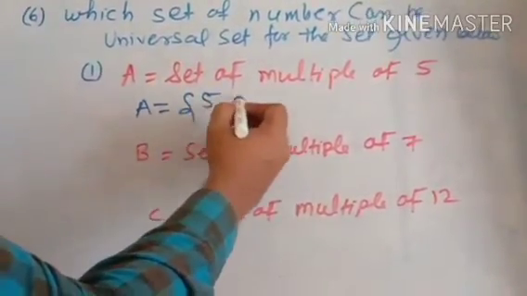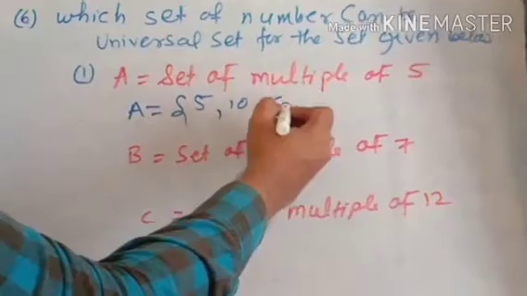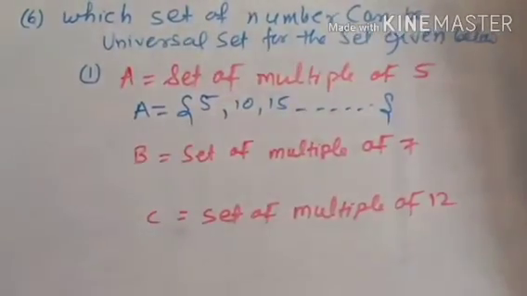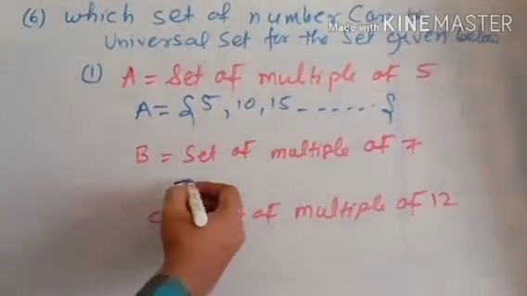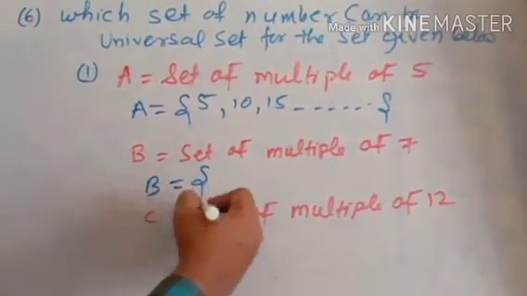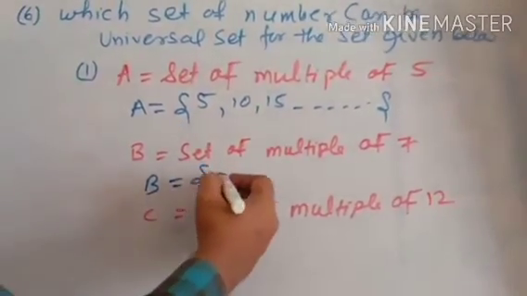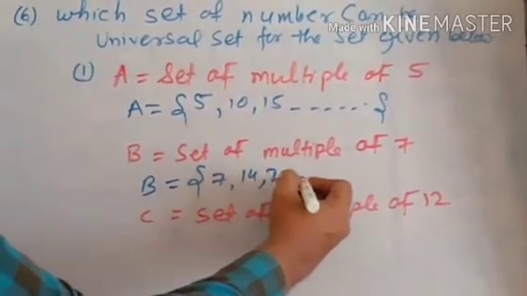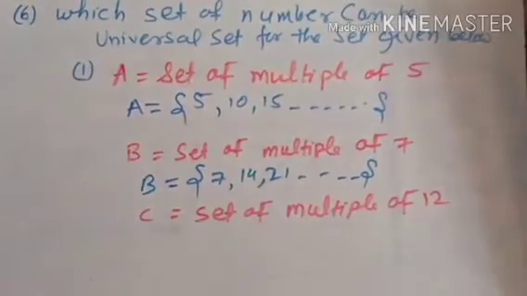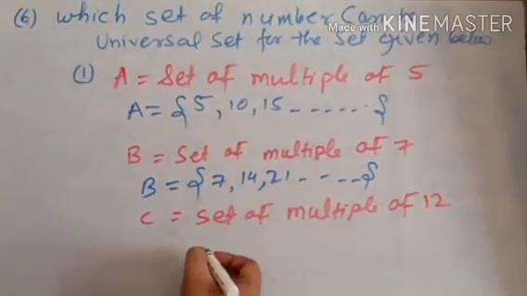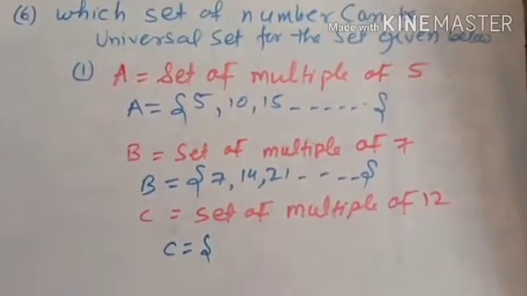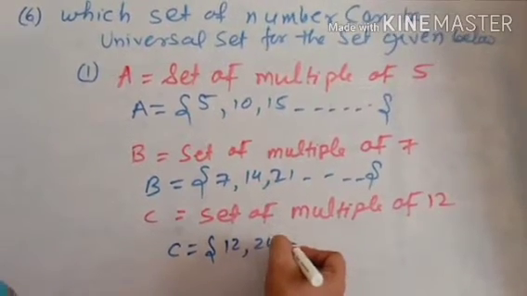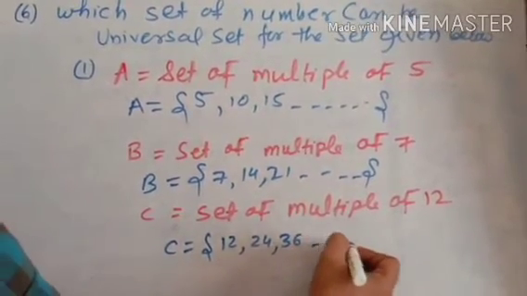5 1s are 5, 5 2s are 10, 5 3s are 15, 5 4s are 20, and continue. And B is equal to what? Set of multiples of 7. 7 1s are 7, 7 2s are 14, 7 3s are 21, and continue. This is also like that. And C is the set of all multiples of 12. 12 1s are 12, 12 2s are 24, 12 3s are 36, and so on.